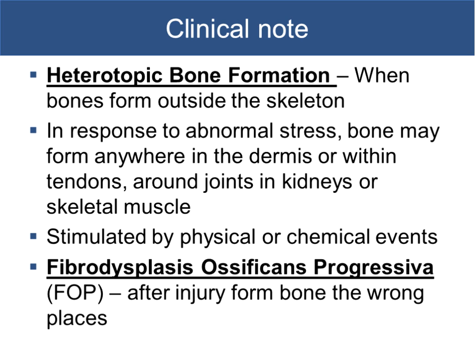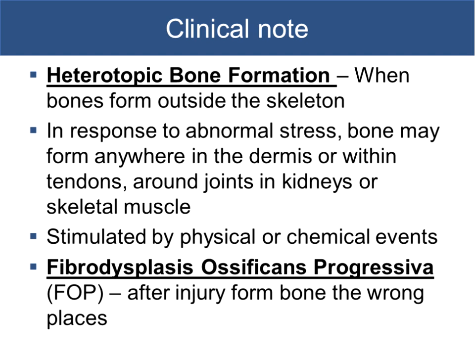We can find bones form anywhere in the dermis or within tendons, around joints, even in the kidneys, or sometimes within skeletal muscle. So we call it an ossification process when we have bones that form from other tissues, where other tissues are formed into bone. So chemical or physical events, as I said before, any abnormal stress can cause heterotopic bone formation.